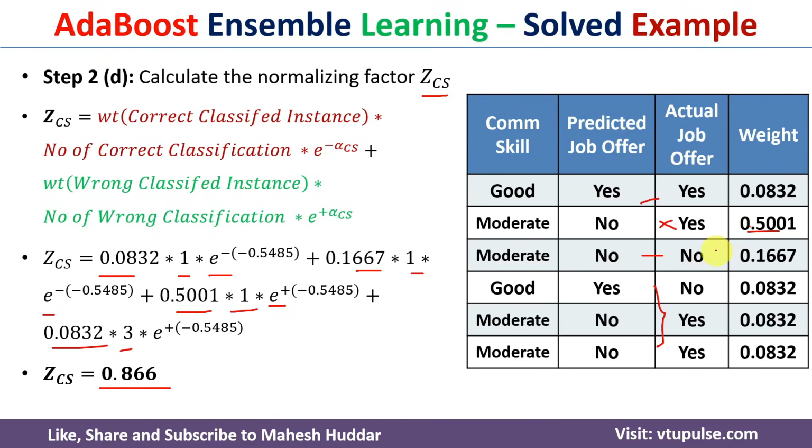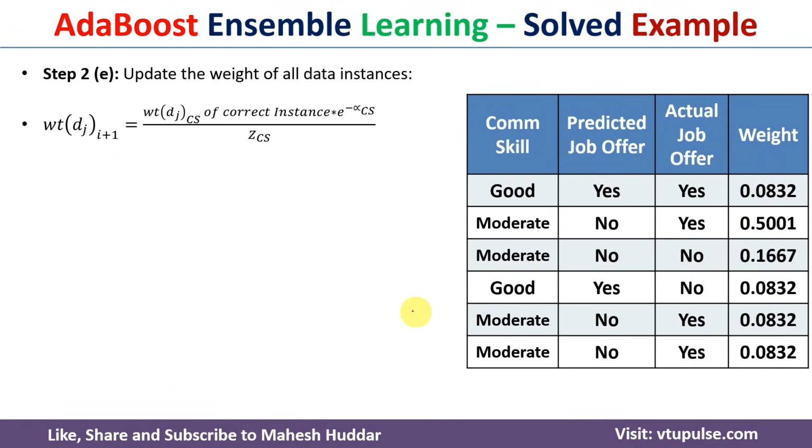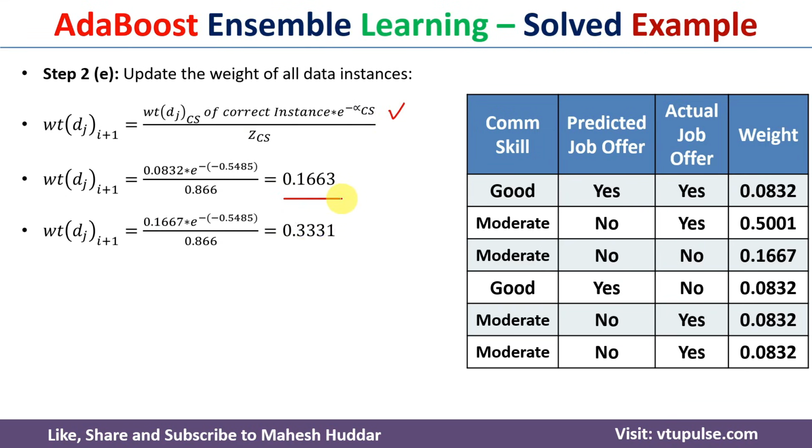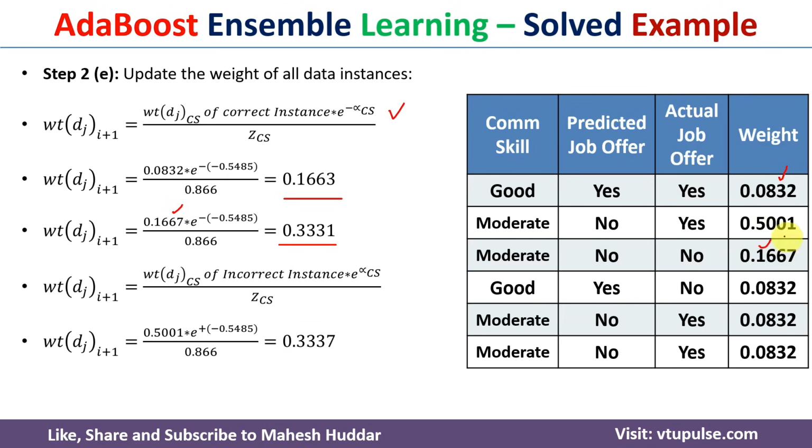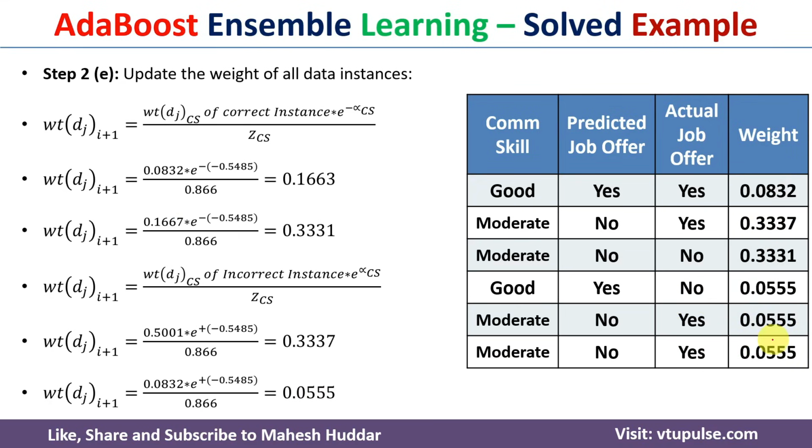Now, because there are four different kinds of weights here, we need to update all those particular weights. For correct classification, we need to put all those values in this equation. You will get 0.1663. For this one, for 1667, for 1667, I will be getting 0.3331 here for this one. For this incorrect classification, I will be getting 0.3337. For the remaining these three, I'll be getting 0.0555 in this case. So once you update this table, you'll be getting this as the final table over here.